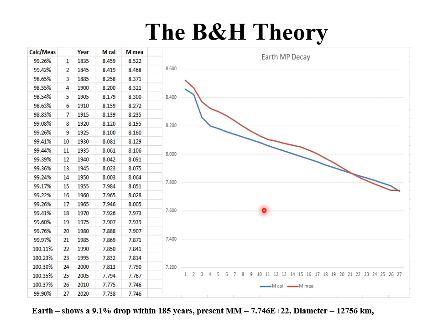Okay, so here's some data. This graph shows a 9.1% drop within 185 years. The present magnetic moment is 7.746 times 10 to the 22nd power, in the Tesla unit, and the diameter of the Earth is 12,756 kilometers. So we'll see that when we compare the difference in some of the other planets.